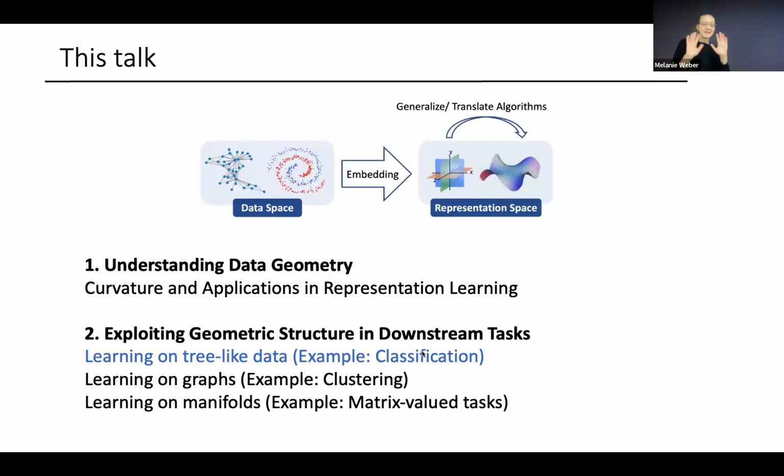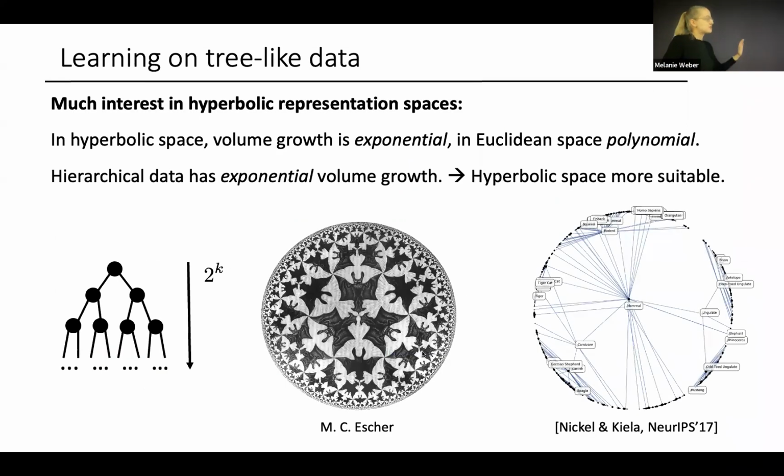Okay, so with this brief excursion on data geometry, we want to spend most of the talk now on downstream tasks, and we will start with tree-like data. So we've just talked about this embeddability problem. Again, we have already said that trees embed well into hyperbolic space due to exponential volume growth.